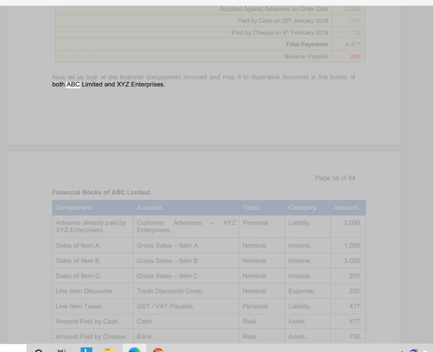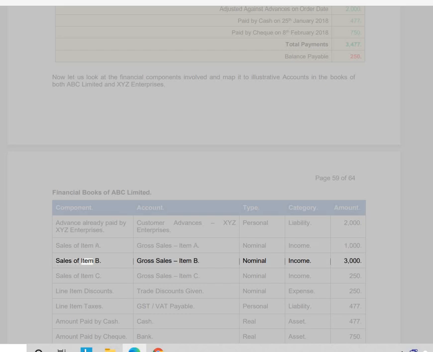Now let us look at the financial components involved and map it to illustrative accounts in the books of both ABC Limited and XYZ Enterprises. Page 59 of 64. Financial books of ABC Limited. Component, Account, Type, Category, Amount. Advance already paid by XYZ Enterprises: Customer advances, XYZ Enterprises, personal liability, 2000.